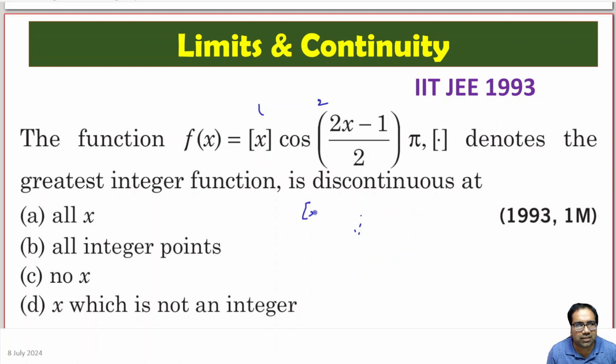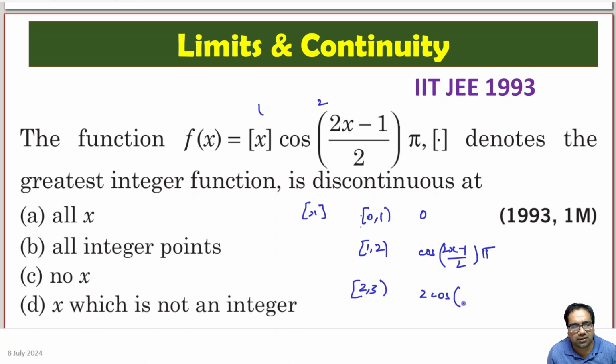This greatest integer function of x breaks at every integer. So, between 0 to 1, this is 0, then the function will become 0 times whatever this thing is. Between 1 to 2, the greatest integer function of x is 1, so the function is 1 times cos of 2x minus 1 by 2 times pi. Between 2 to 3, it becomes 2 times cos of 2x minus 1 by 2 times pi. Now, we have to verify at these integers because this is where it can break.